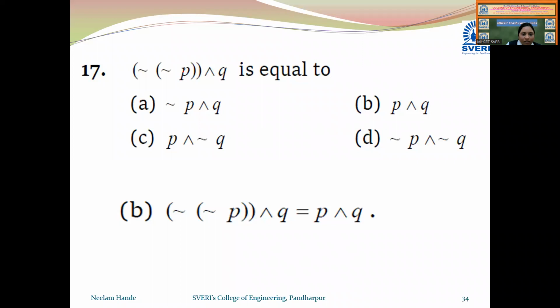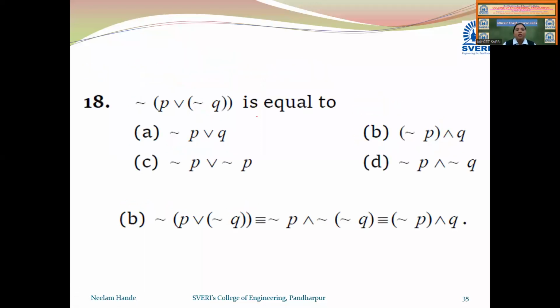Okay, so here it is negation P and its negation. Negation is only for this, option number B. Very good. Because we know negation of negation is a statement again. Negation of negation P is P, and Q. So your correct answer is B. Very good. Everybody understands? Yes, ma'am.